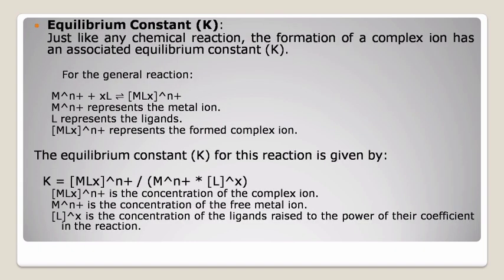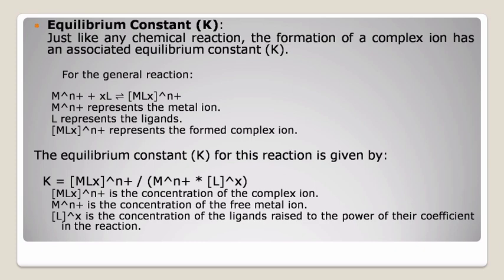Second, equilibrium constant K. Just like any chemical reaction, the formation of a complex ion has an associated equilibrium constant K. For the general reaction, M^n+ + xL ⇌ MLx^n+. M^n+ represents the metal ion. L represents the ligands. MLx^n+ represents the formed complex ion. The equilibrium constant K for this reaction is given by K equals [MLx^n+] divided by [M^n+] into [L]^x.